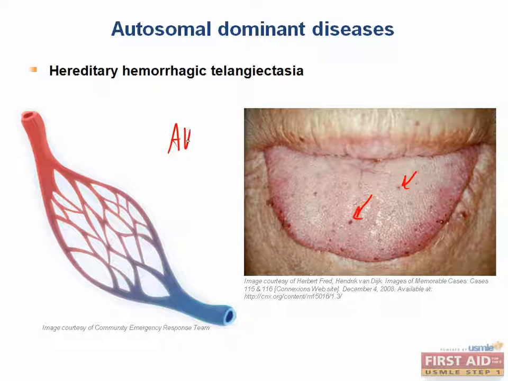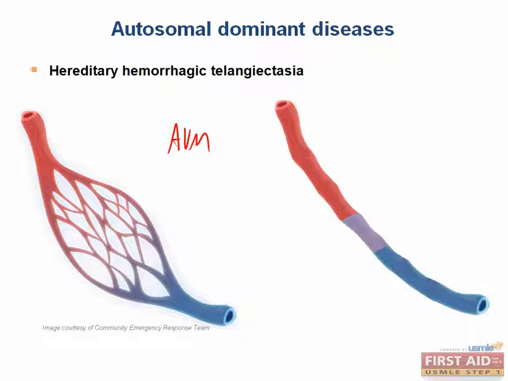Do you remember what AVMs are? They're abnormal connections between veins and arteries that allow blood to bypass capillaries and go directly from the artery to the vein, and they most commonly occur in the central nervous system.